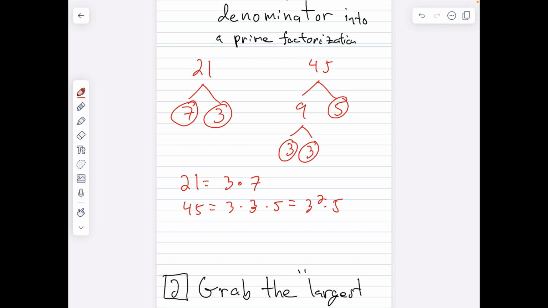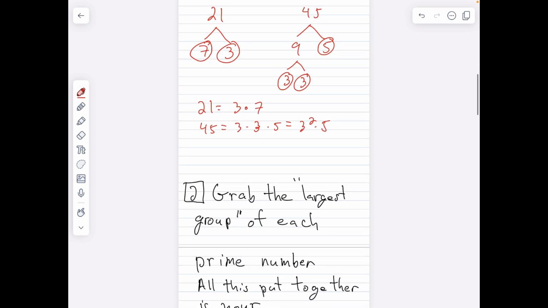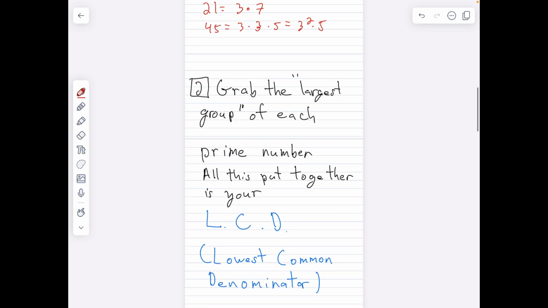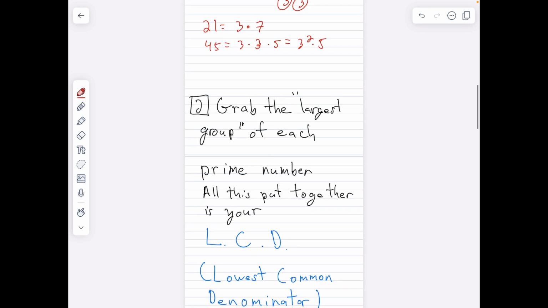Okay? Now, the way you grab specifically the lowest common denominator is what we're looking for. With two fractions, you can have more than one common denominator. There's actually an infinite number. But we're in particular interested in finding the lowest common denominator because that makes things a lot easier. And the way we do that is by my description: I grab the largest group of each prime number, and this put together is your LCD. So let me get into that.